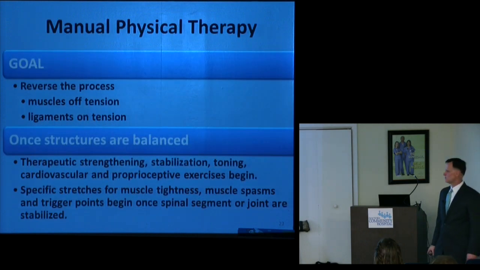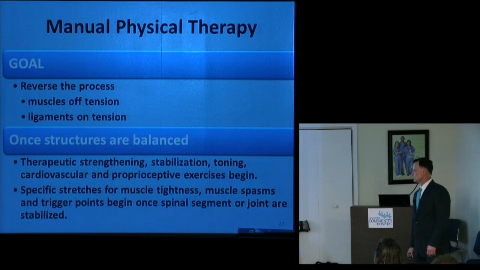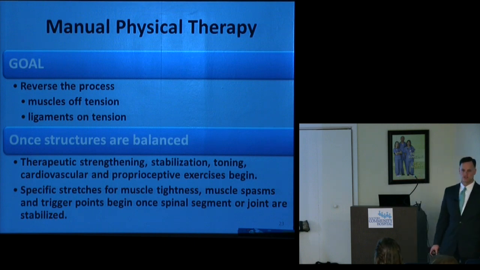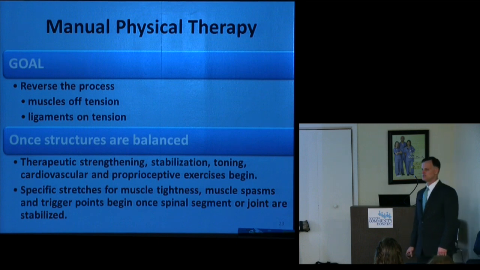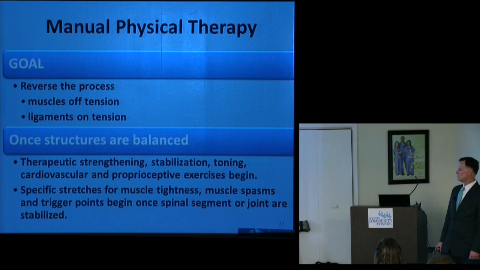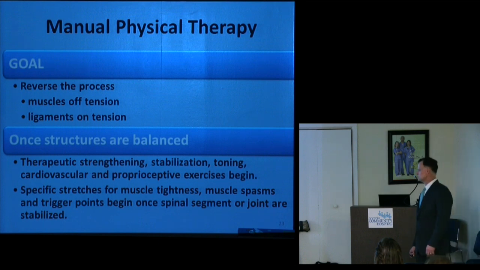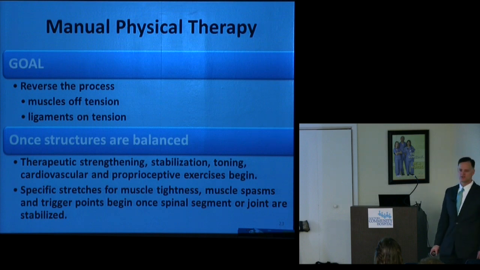So the goal of manual therapy is to reverse this process. We want to try and get the muscles off tension and hopefully get the ligaments back on tension. Once we have structural balance of the whole system, we start to do therapeutic strengthening, stabilization, toning, cardiovascular, and proprioceptive exercises.